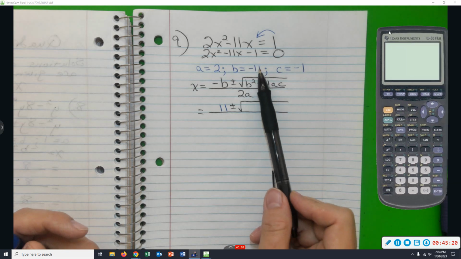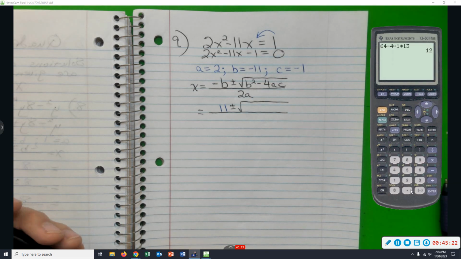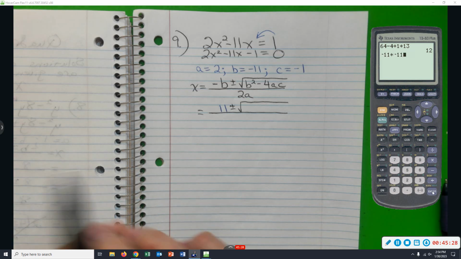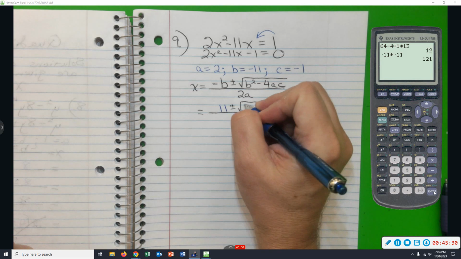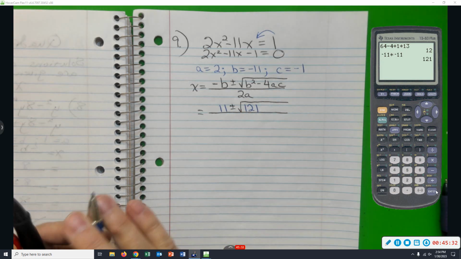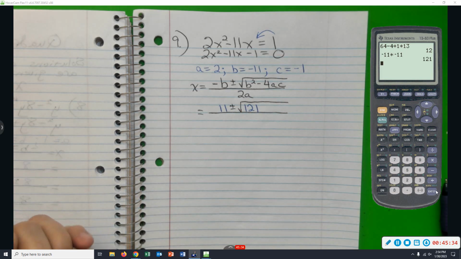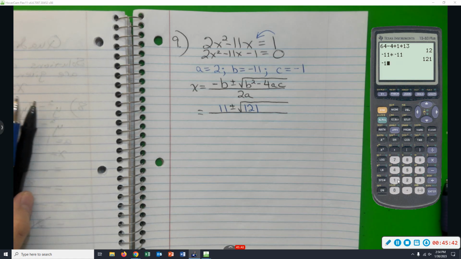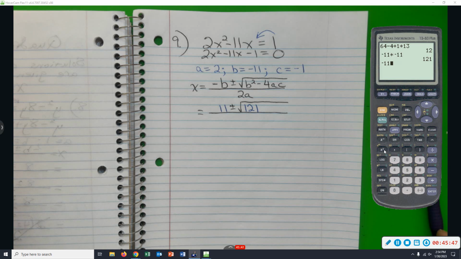negative 11 quantity squared. Negative 11 times negative 11. Negative times negative is positive. 11 times 11 is a positive 121. And I always get emails from people telling me that their calculator's messing up because it's saying that negative 11 squared is a negative 121.